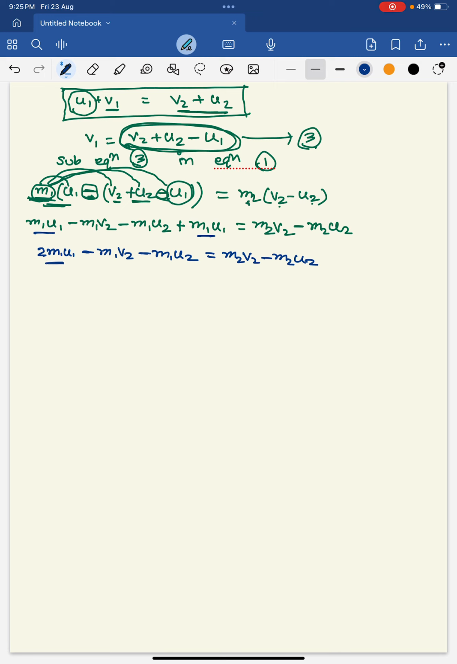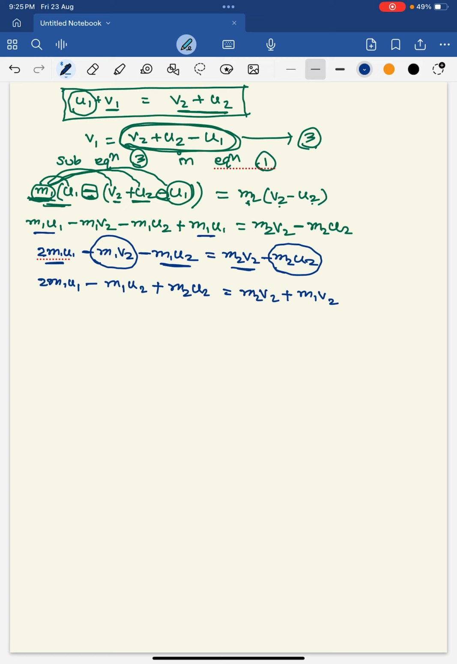So this term as is I'm writing: 2M1 U1 minus M1 U2, plus, here minus M2 U2 is there, no? That I'm taking to the right side, plus M2 U2 is equal to, this is M2 V2, right? So I'm writing here M2 V2. And here minus M1 V2 will be there. That I'm taking to the right side, then it becomes plus M1 V2. Okay, so this is the expression I got.